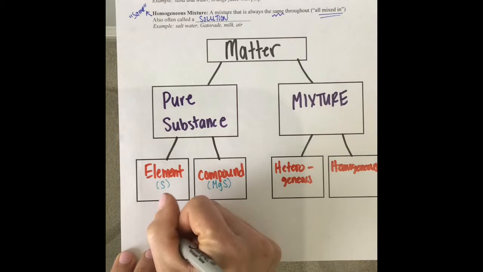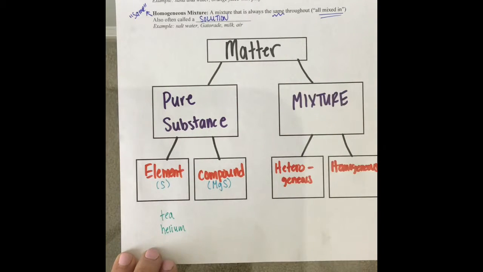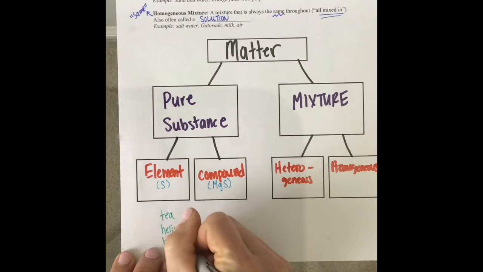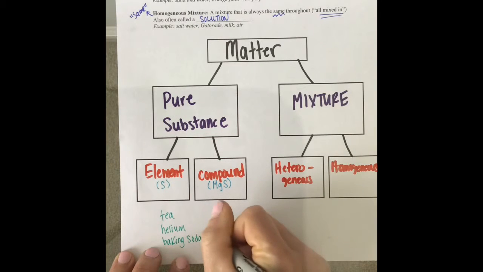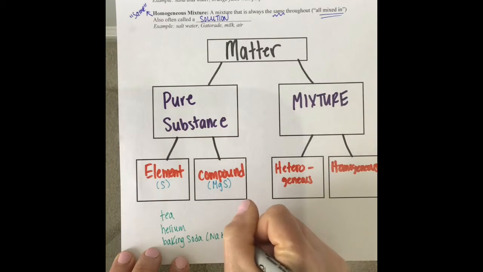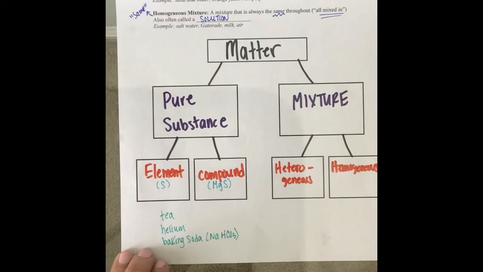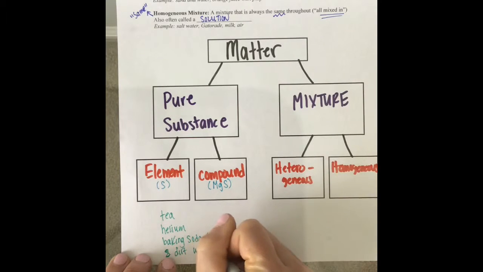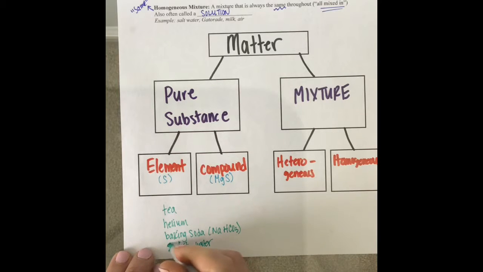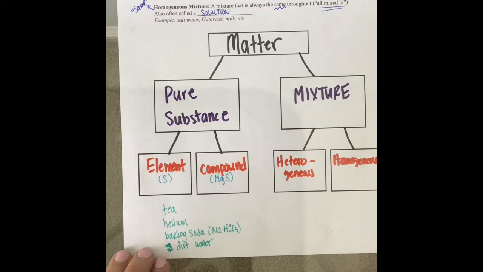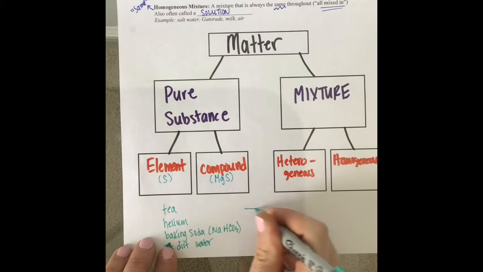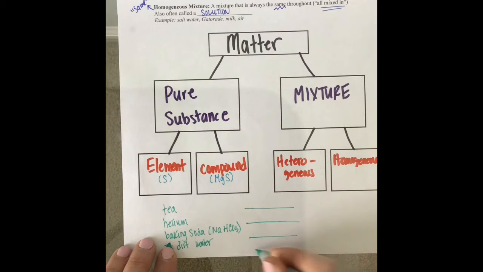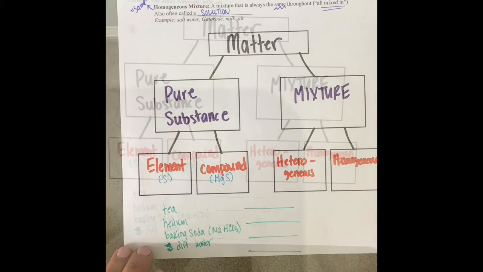We'll do helium. Let's do baking soda, which is sodium bicarbonate. And let's do dirt water. Okay, my kids mixed some dirt water when they were working outside yesterday. So why don't you take a second to do those three. Tell me if you think they're element, compound, heterogeneous, or homogeneous.